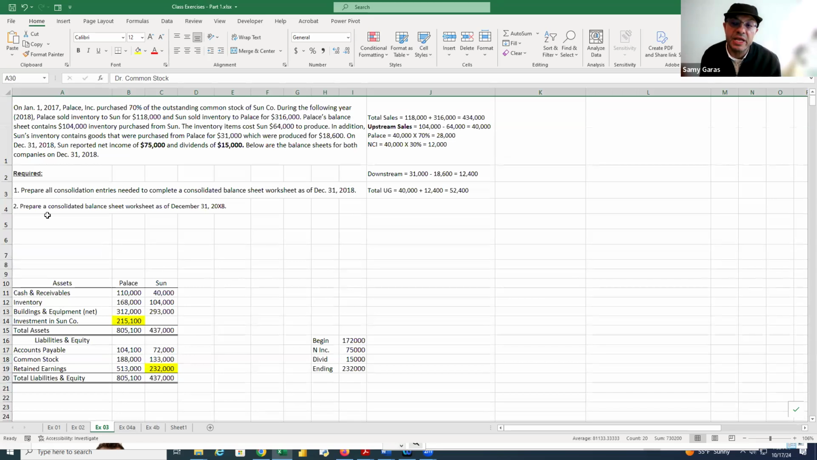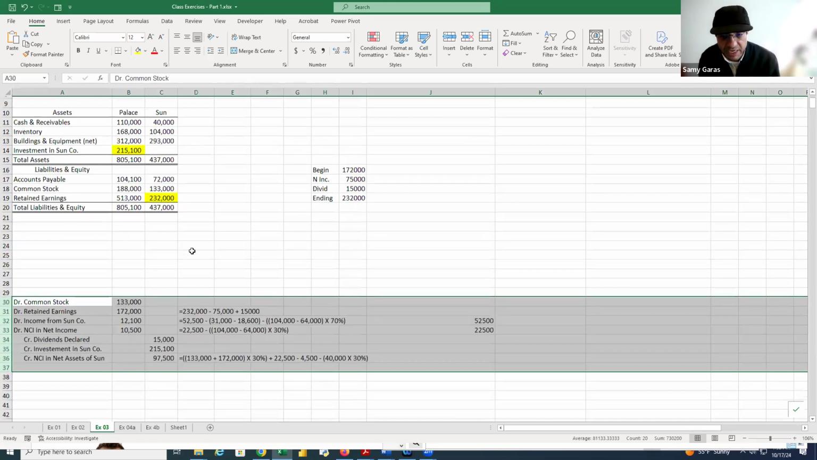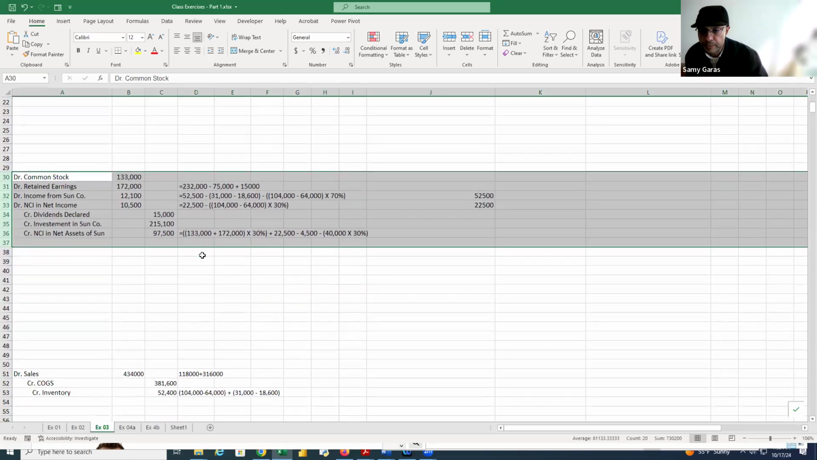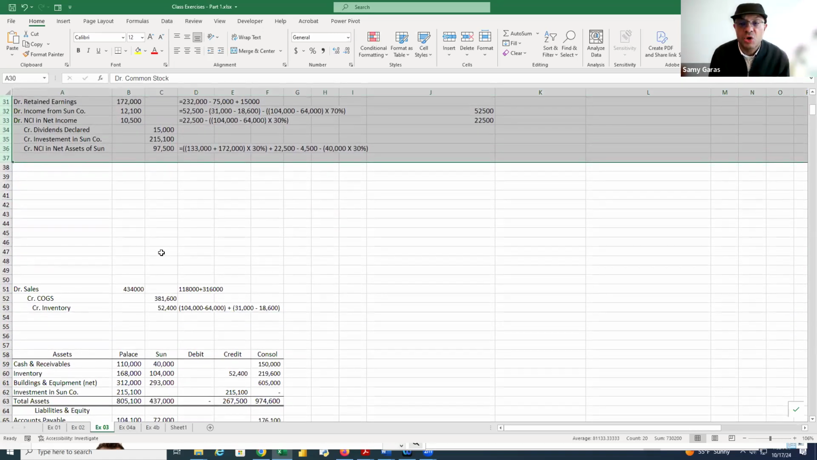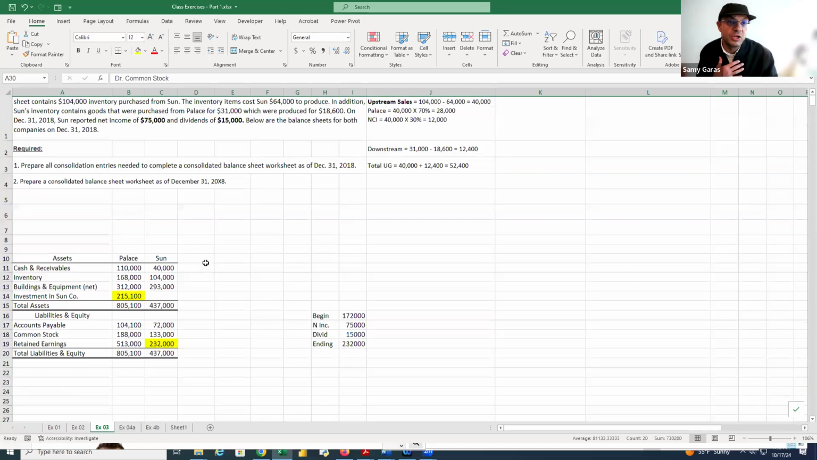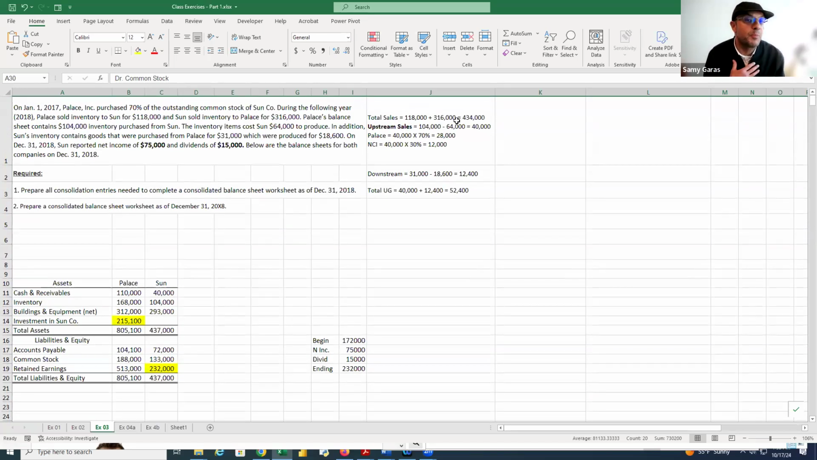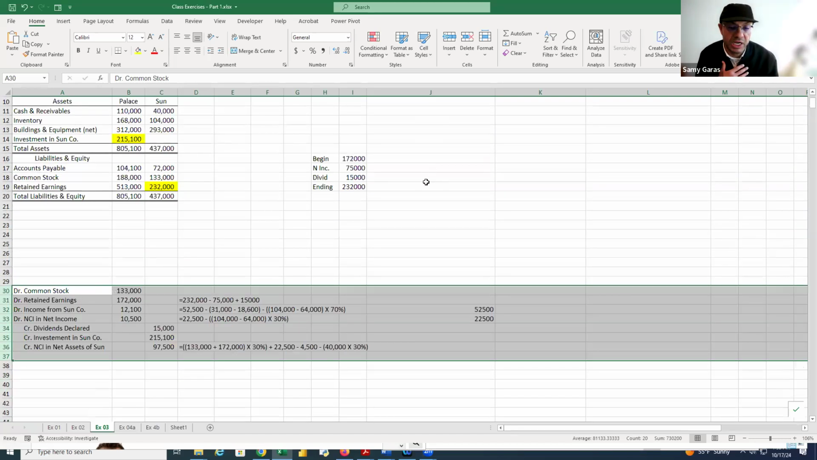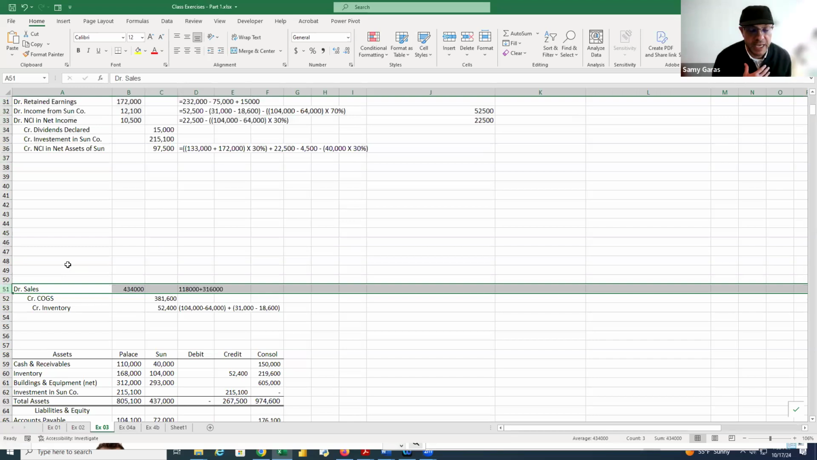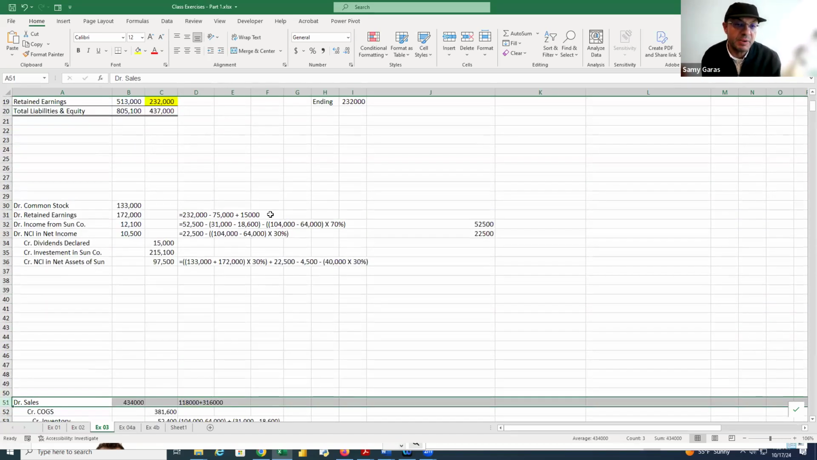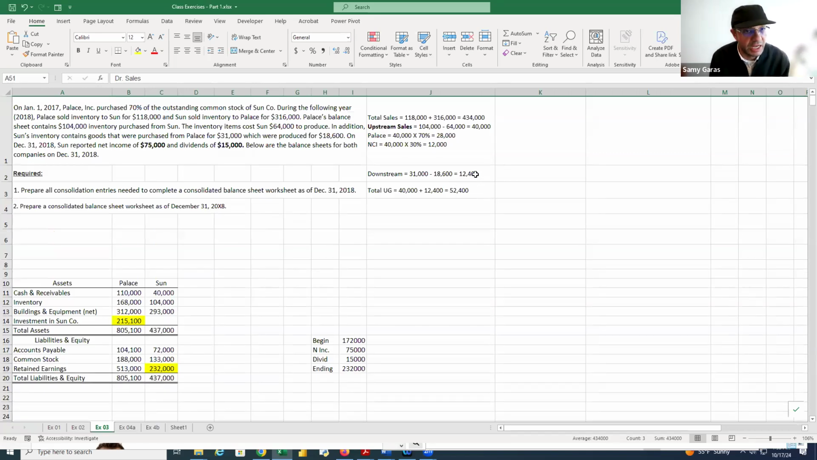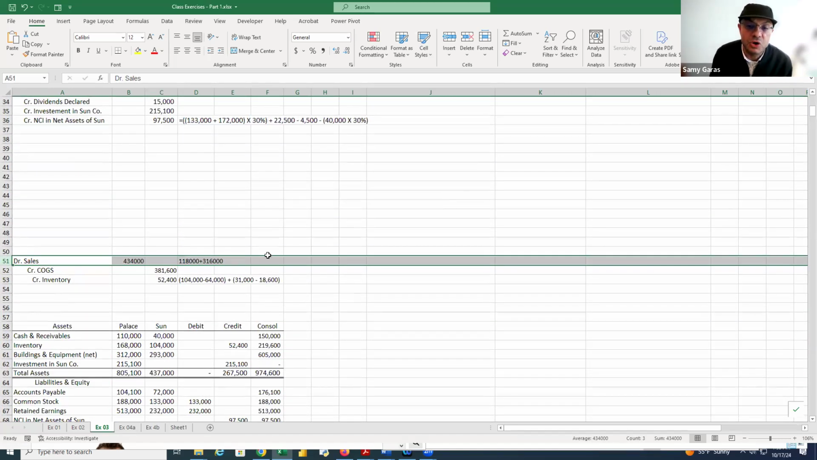The last one, prepare a consolidated balance sheet. So we need to do the balance sheet, but I need to do the journal entry for the sales. We did the sales here for the total 118 plus 316. We get 434, which we put here. Then the unrealized gain, whether downstream or upstream, we add them together. So if you remember, in the downstream, we have 12,400. For the upstream, we have 40,000. So here we add them, we get 52,400.